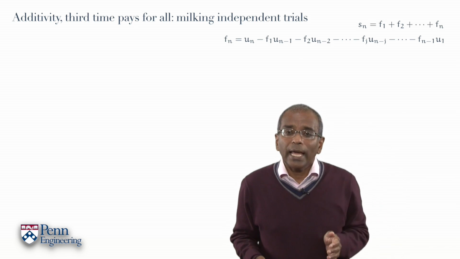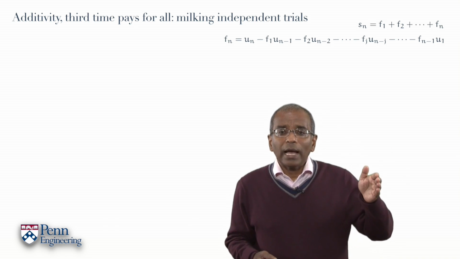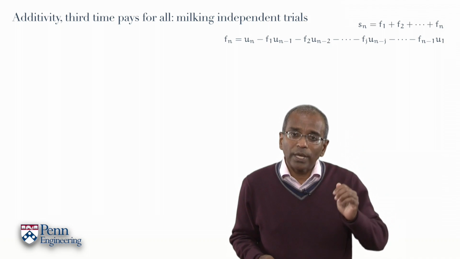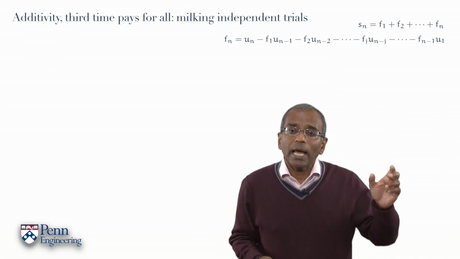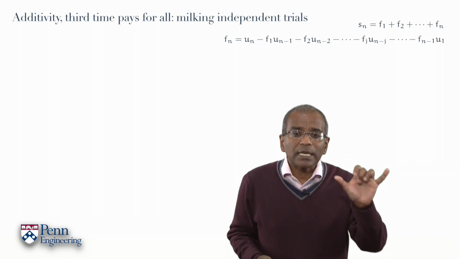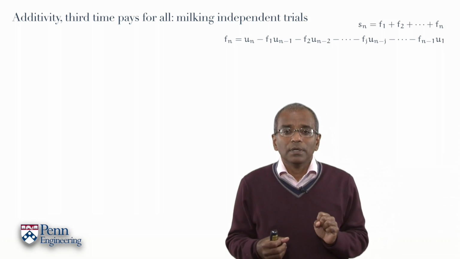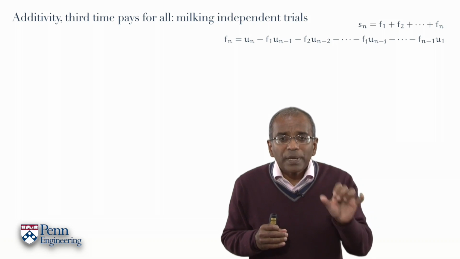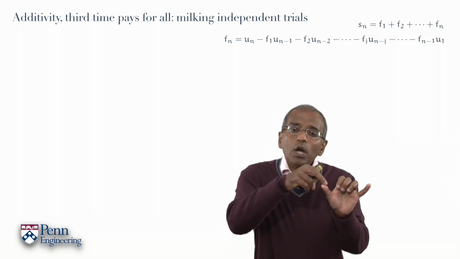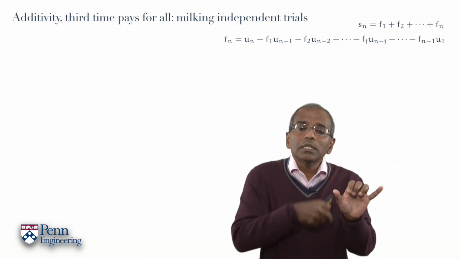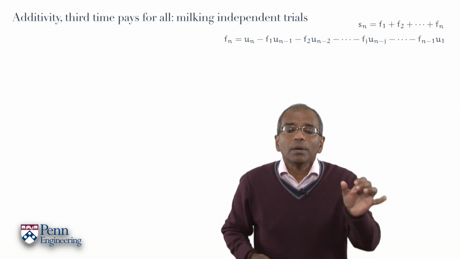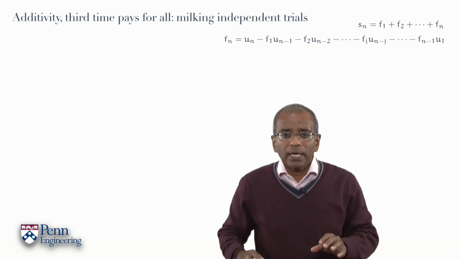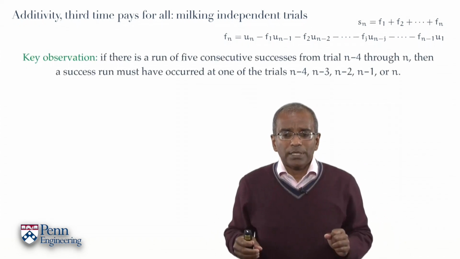Let's take a close look at what happens if we have successes in the 5 trials terminating at trial n. If we have successes at trials n-4, n-3, n-2, n-1, and n, if we have 5 consecutive successes, then it must be the case that in one of those 5 locations there must be a success run which has terminated. A picture is worth 1,000 words here. So let's draw the possibilities.